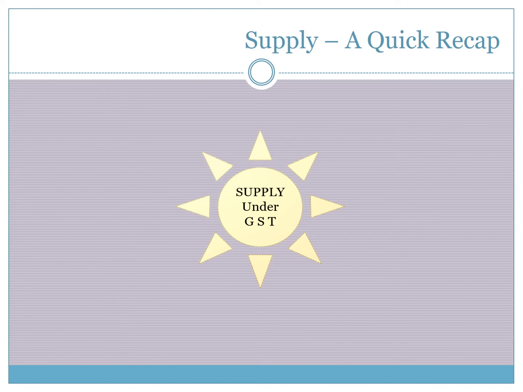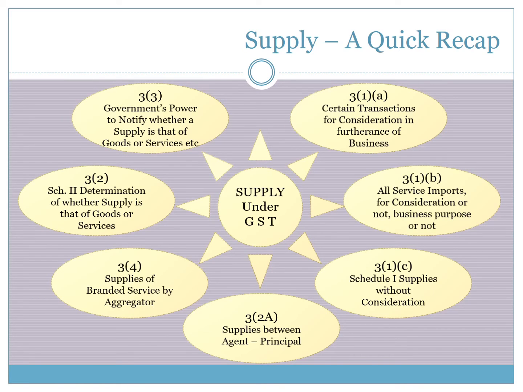Let us recapitulate briefly the definitions of supply. We learned from subsection 1A of section 3 that supply includes certain transactions made for consideration in furtherance of business. Subsection 1B specified that all imports of services are supplies, whether for consideration or not, and for business purpose or not. Subsection 1C referred to Schedule 1 for list of supplies without consideration. Subsection 2A defined supplies between agent and principal. Subsection 4 brought into its net supplies of branded services by aggregators. For the removal of doubts and litigations, subsection 2 referred to Schedule 2, which determines whether the supply is that of goods or services. Lastly, subsection 3 enabled the central government to clarify whether a supply is that of goods or services.